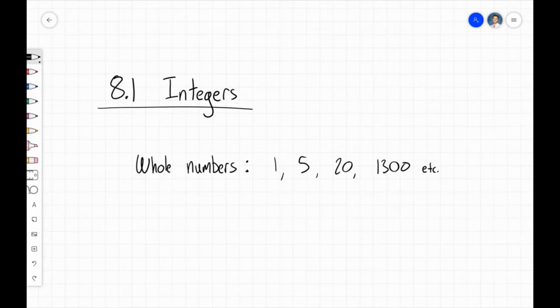So for example, the opposite of 1 or positive 1 would be negative 1. And the opposite of 5 would be negative 5. The opposite of 20 would be negative 20. The opposite of 1,300 would be negative 1,300. Every single whole number has an opposite negative whole number. And this whole set of numbers, all positive and negative whole numbers, are a set of numbers that we call integers. So when we discuss integers, this is what we're talking about: a number that is whole, that can be either positive or negative.